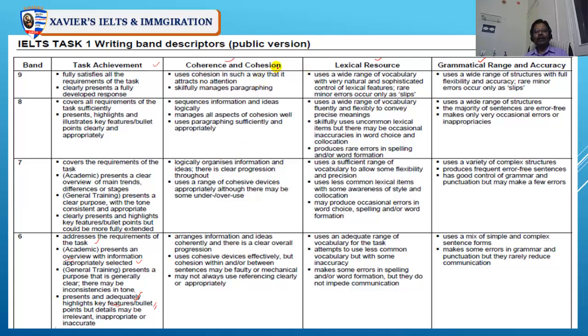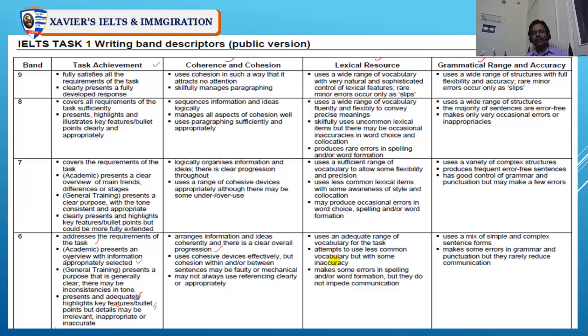In the meantime, for coherence and cohesion, what Band 6 is asking: arranges information and ideas coherently, and there is a clear overall progression. That means overall, whatever you have written, whatever links you have generated, or the references you are making, paragraph-wise or inside the paragraph, must be coherent, and there must be a clear overall progression. Then you are going to get 6 in coherence and cohesion.